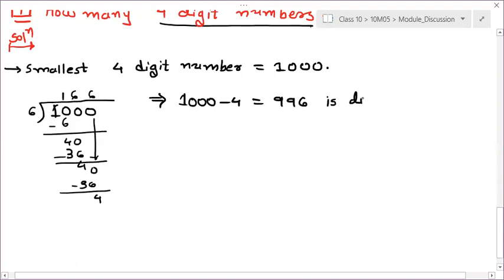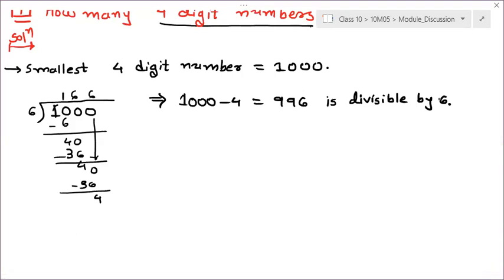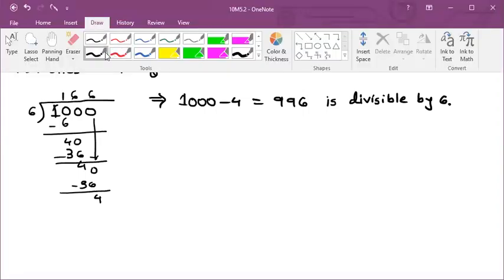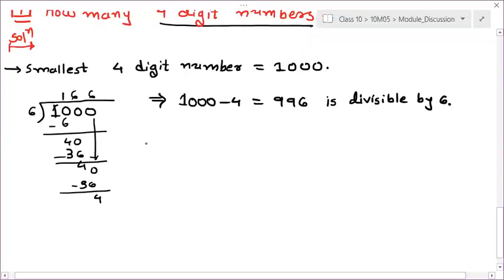996 is divisible by 6 or not? Tell me. Right? Because what is the meaning of remainder? Remainder means it is having something extra, that means it is left. 1000 is having 4 extra with respect to 6. That's why it is being left after our division process. Okay. So 996 is divisible by 6. Yes, but 996 is not a 4-digit number. So how we are going to take a 4-digit number? So after 996, which is your number which is divisible by 6?